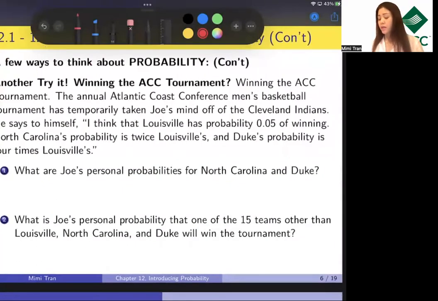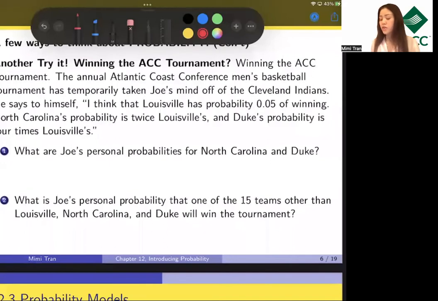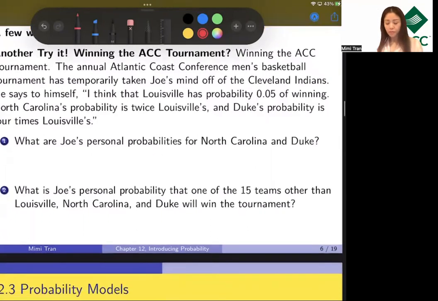All right, second example. Winning the ACC tournament, the annual Atlantic Coast Conference men's basketball tournament, had temporarily taken Joe's mind off of the Cleveland Indians. He said to himself, I think that Louisville, pick one, has probability of 0.05 of winning. North Carolina's probability is twice Louisville's, and Duke's probability is 4 times Louisville's. I'm not an insider, so I'm just going to say Louisville. What are Joe's personal probabilities for North Carolina and Duke?